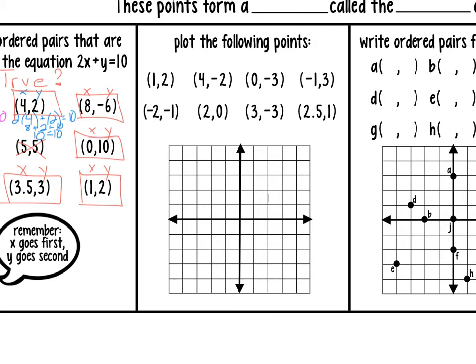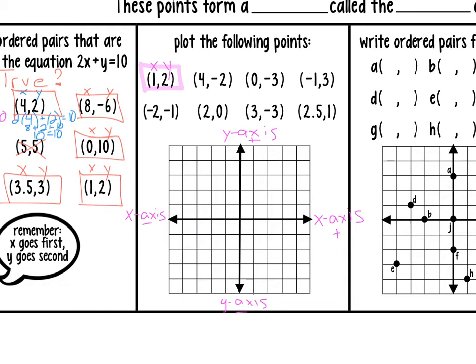Next, I'm going to review with you how to plot points. So we'll do this one at a time. Our first ordered pair here is 1, 2. Again, remember, your first value is your x coordinate, and the second value is your y coordinate. So just a quick recap. Your positive x-axis is to the right of the origin. Your negative x-axis is to the left of the origin. Your positive y-axis is above your origin, and your negative y-axis is below your origin.